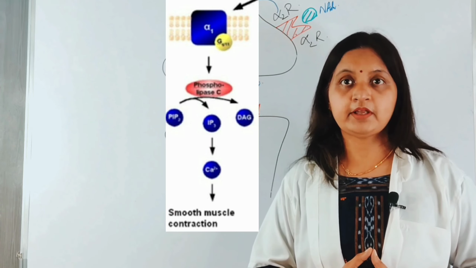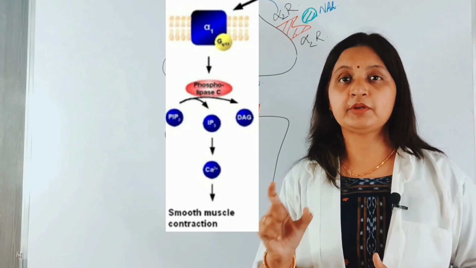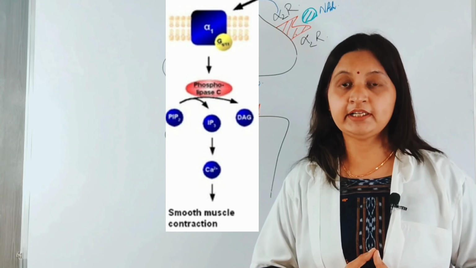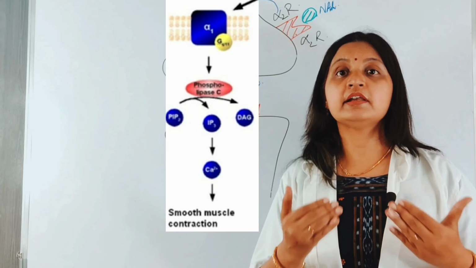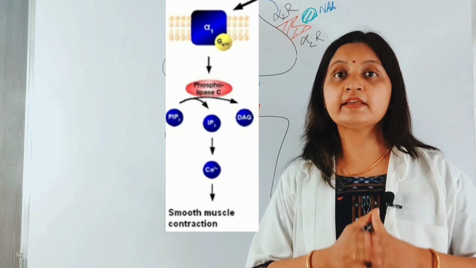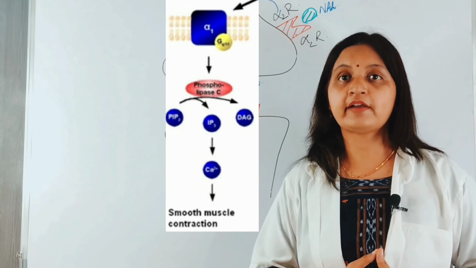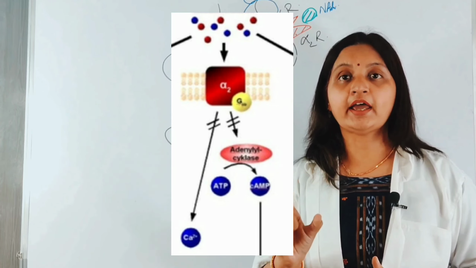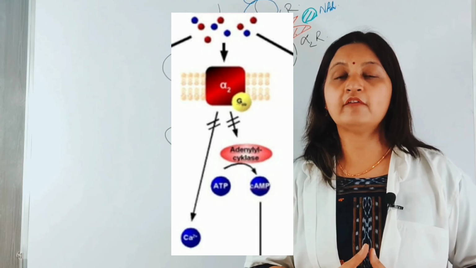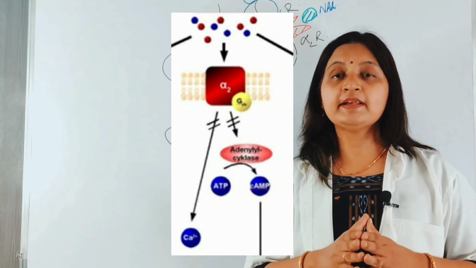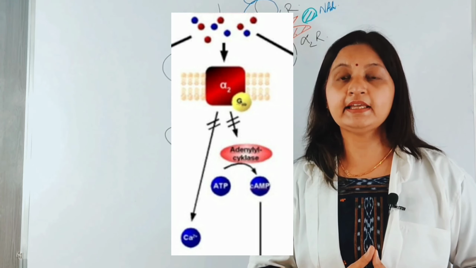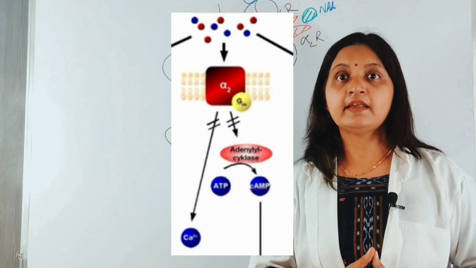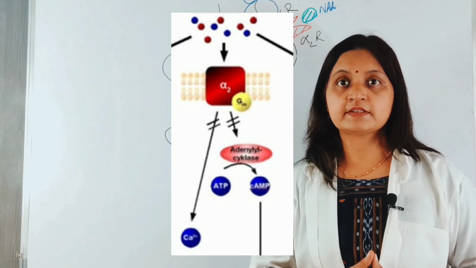The alpha 1 receptor is linked to the Gq subunit of the G protein, which stimulates the phospholipase C, IP3-DAG pathway, which enhances the release of calcium, and increased calcium concentration results in contraction. The alpha 2 receptor is linked to Gi, that is the G inhibitory subunit of the G protein, and inhibits the adenylyl cyclase enzyme, which decreases the formation of cyclic AMP, resulting in an effector response.